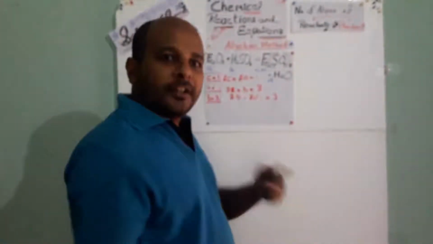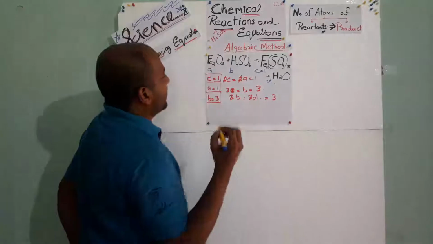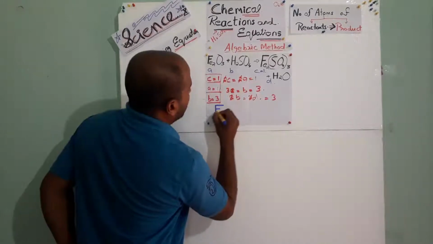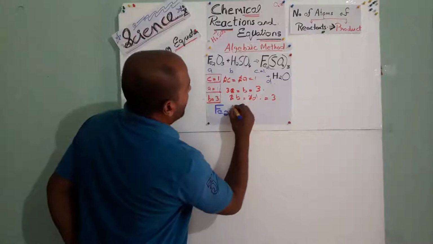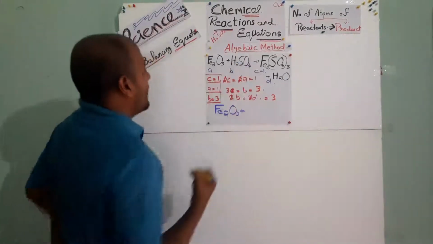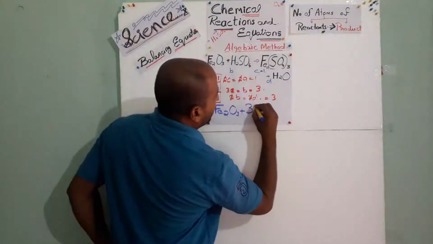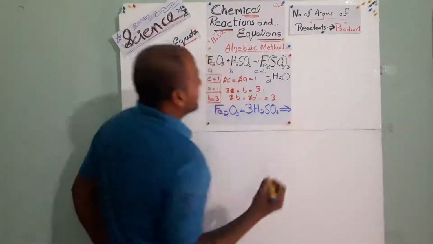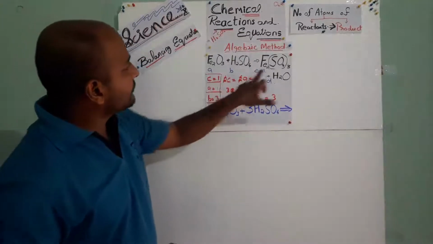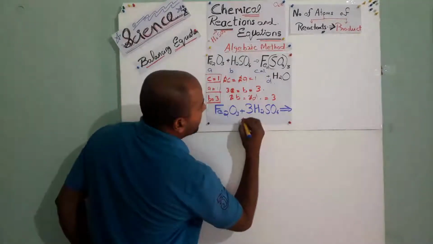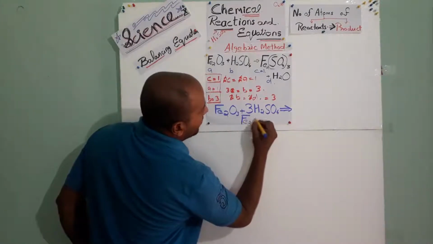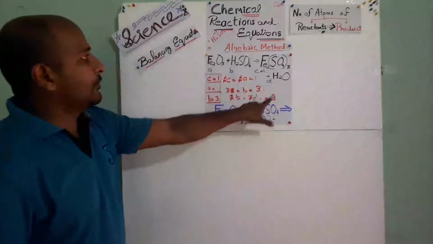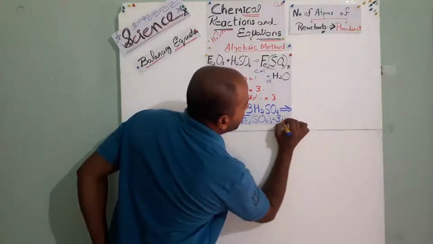We will balance it. We have A is equal to 1, so Fe2O3 plus B, which is 3, 3H2SO4 will give you C, which is Fe2(SO4)3, plus D is equal to 3, 3H2O.